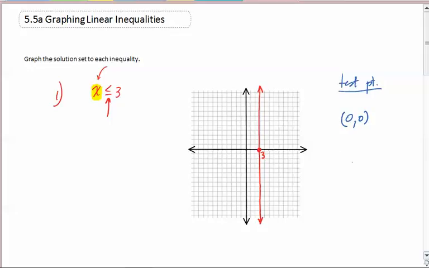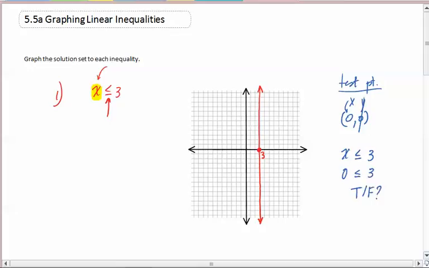Now, I'm going to take the original problem and substitute in the values that I see here. There's nothing to substitute in for y because all we have is an x. So I'm going to put in a 0 there. And the question I ask myself is: is this true or false? 0 is less than or equal to 3. Well, that's a true statement.